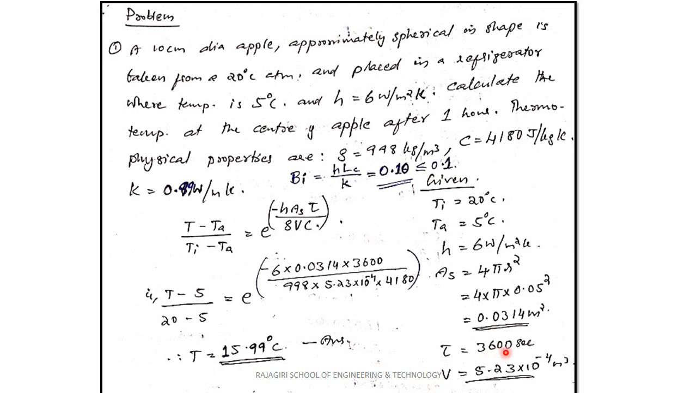that is 3600 seconds. So this is your temperature distribution equation for a lumped system analysis. T minus Ta divided by Ti minus Ta is equal to e raised to minus hAs tau by rho Vc, where the only unknown parameter is the temperature. So substitute all the values here, and calculate the temperature T equal to 15.99 degrees Celsius.